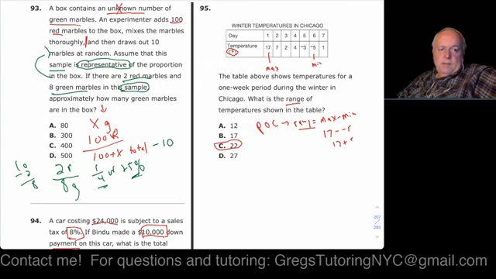That's why they're asking us approximately, because there's no way to know for sure. We started out with an unknown number of marbles. We added 100 to it. That means we still have an unknown number of marbles. We just have more of them.